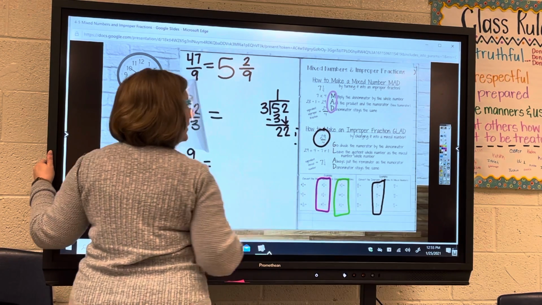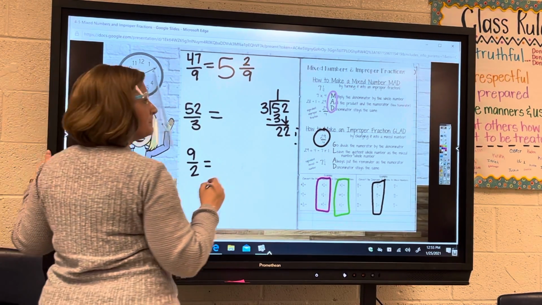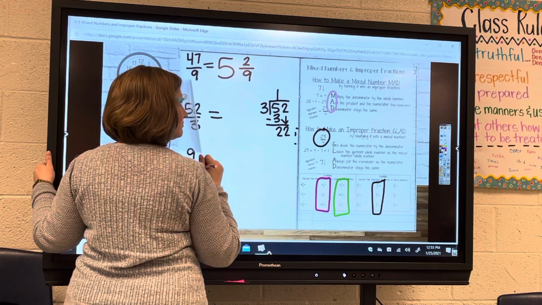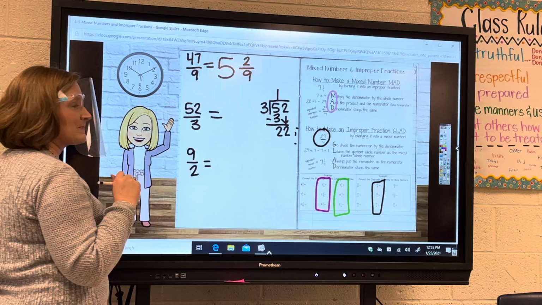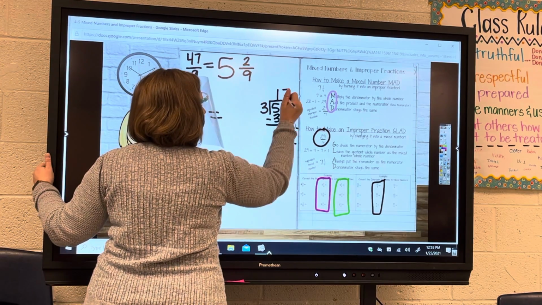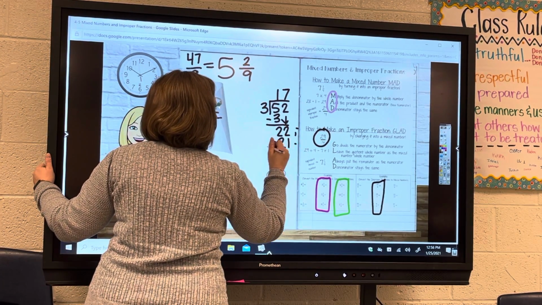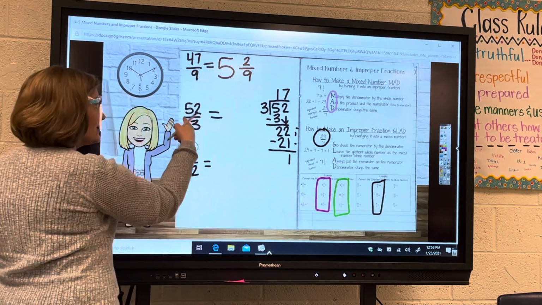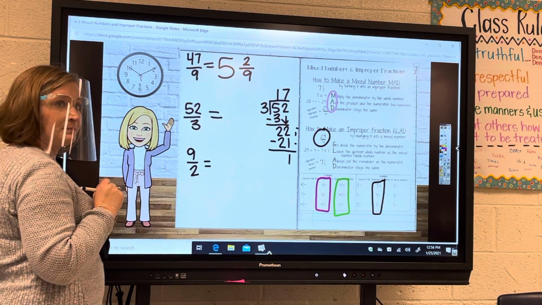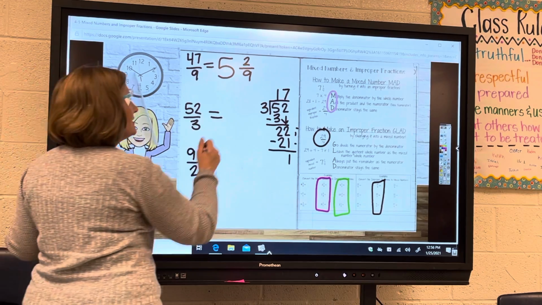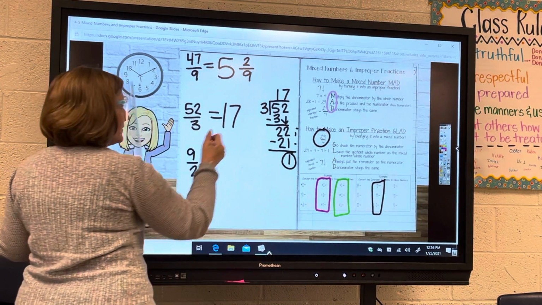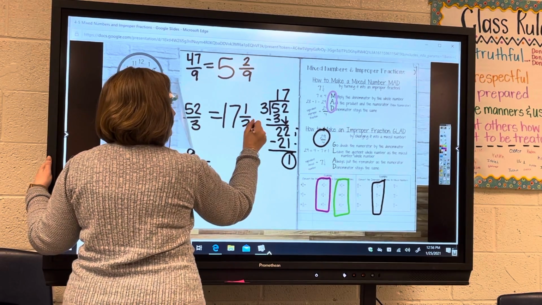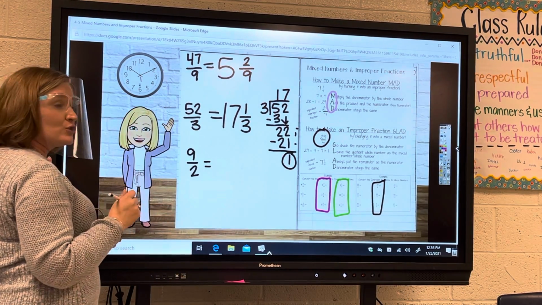How many times will 3 go into 22? 7. 7 times 3 is 21. So, how many times will 3 go into 52? 17, with how many left over? 1. And what's my denominator? 3.